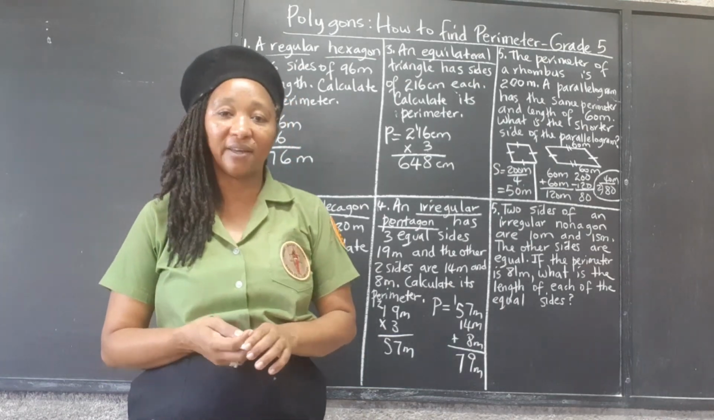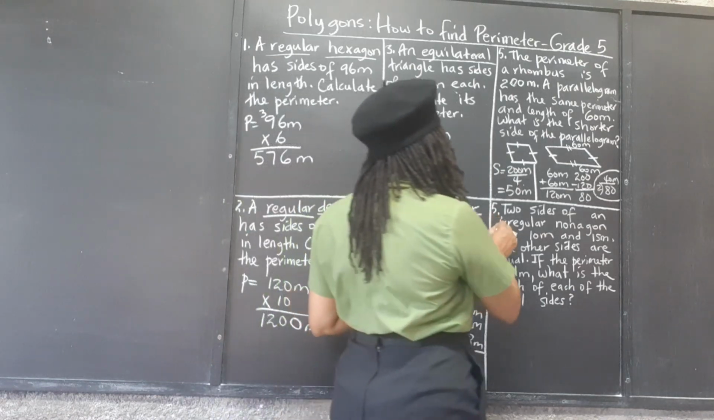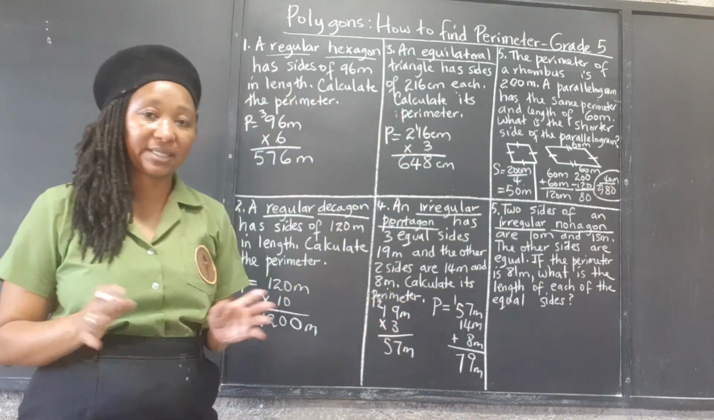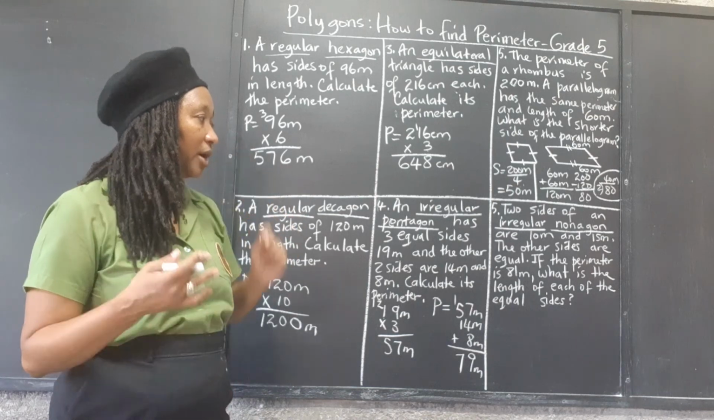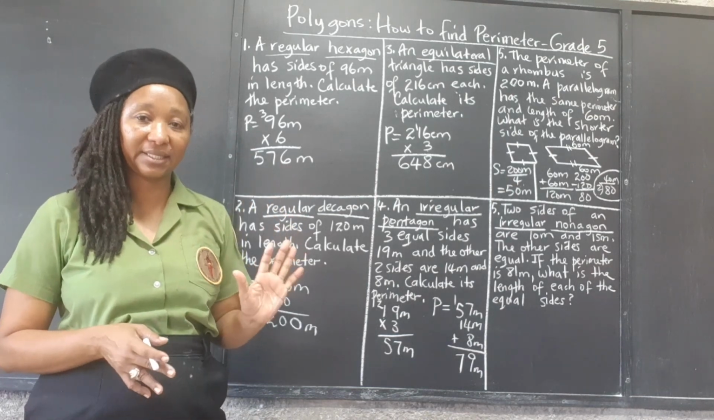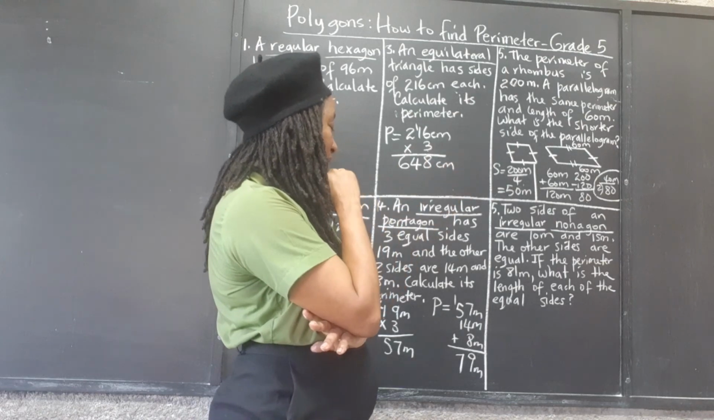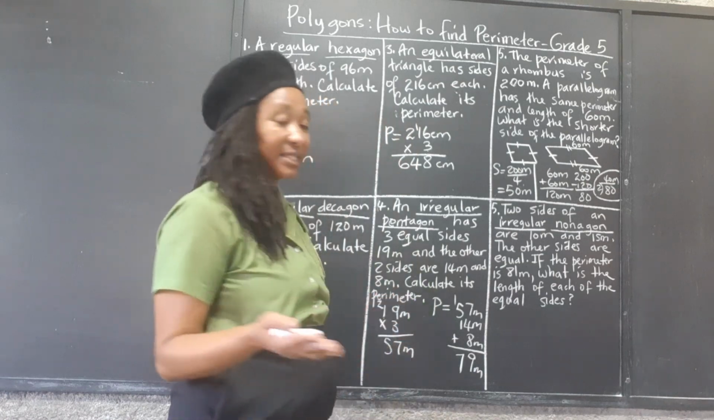Let's look at question 5. Two sides of an irregular nonagon. So irregular, the sides are not all equal. Nonagon means 9 sides. So two sides of the nonagon are 10 meters and 15 meters, and the other sides are equal.